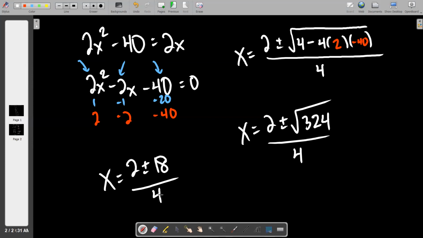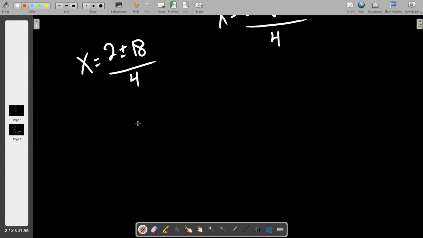So we trace the plus pathway. What's 2 plus 18? 20. What's 20 divided by 4? So one of your answers is explicitly x equals 5. Done. What's 2 minus 18? Take the bottom road. What's negative 16 divided by 4? So your other answer is negative 4.